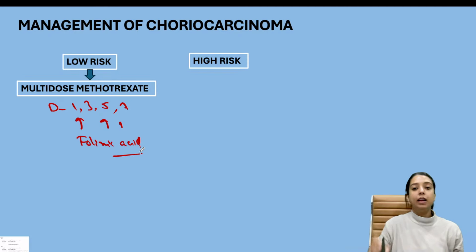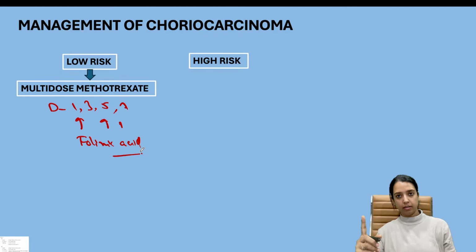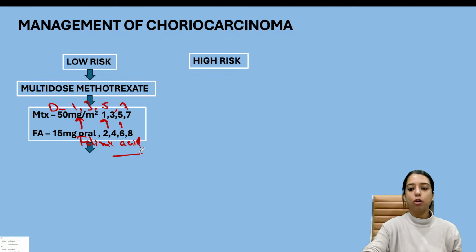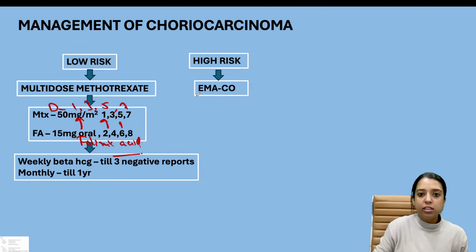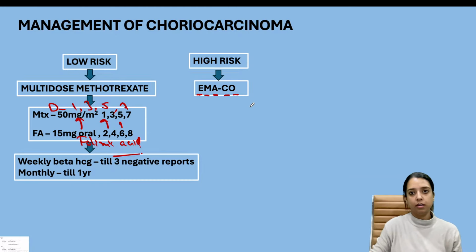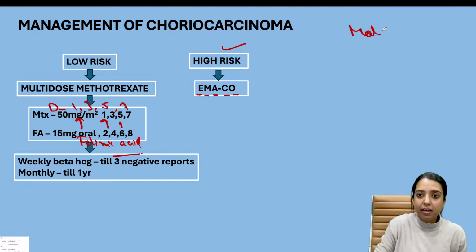Okay? If it's a high risk patient, then you give the proper EMACO regime. EMACO regime is given, which is etoposide, methotrexate, actinomycin D, cyclophosphamide and vincristine. So this multi-dose chemotherapy is given if it's a high-risk patient. In low risk, you give multi-dose methotrexate. But remember, in molar pregnancy, you just do dilation and evacuation.